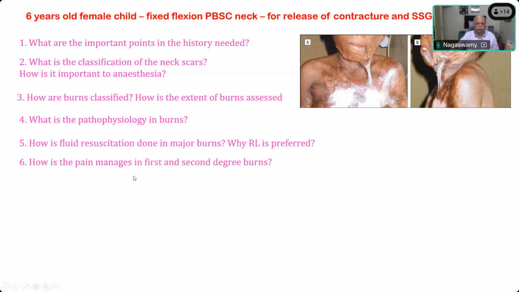And how is the pain managed in the first and second degree burn? That is where the epidermis and dermis are injured or destroyed. Why is that more painful? The innervation is very high in the dermis. The bare nerve endings are exposed. Okay, so they get irritated, and they cause severe pain in first and second degree burns.